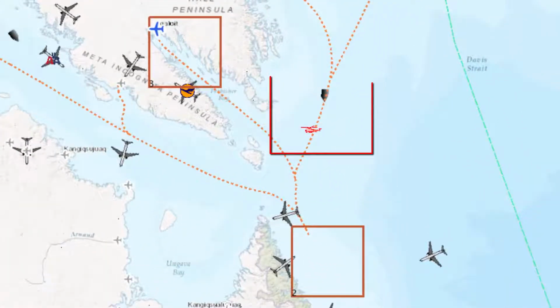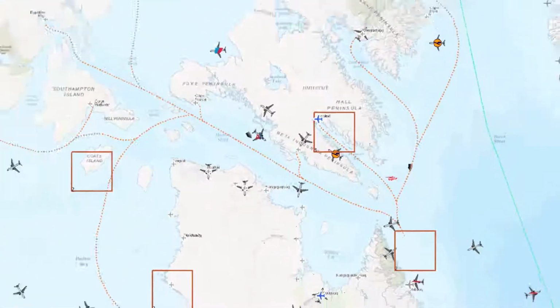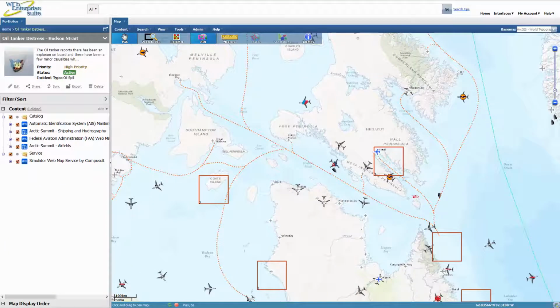The rescue helicopter is launched from the Coast Guard's tow vessel as the ships are moving towards the Hudson Strait. The rescue helicopter carries the crew members to Iqaluit.